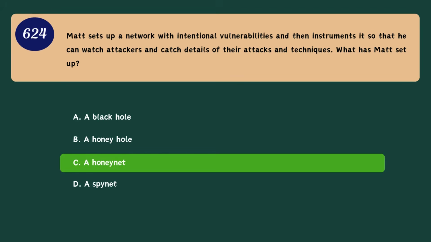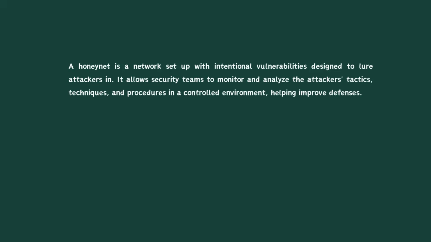Correct answer. C. A honey net. A honey net is a network set up with intentional vulnerabilities designed to lure attackers in. It allows security teams to monitor and analyze the attacker's tactics, techniques, and procedures in a controlled environment, helping improve defenses.